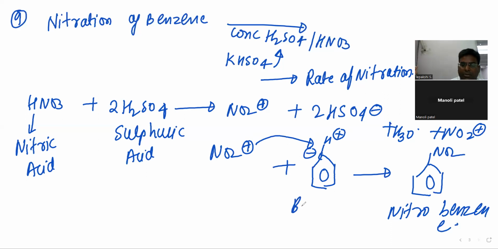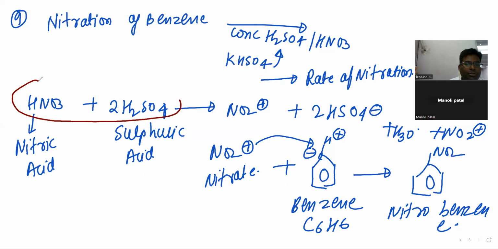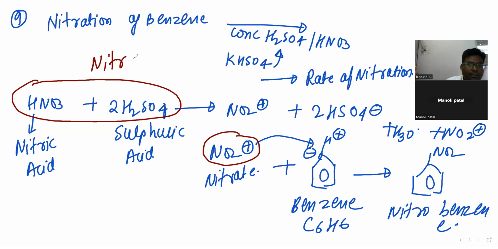Understood? This is called benzene, whose general formula is C6H6. This is called nitrate and nitrate plus. So basically, when the combination of HNO3 and H2SO4 is used, addition of NO2 to the benzene compound happens. That is called the nitration process.